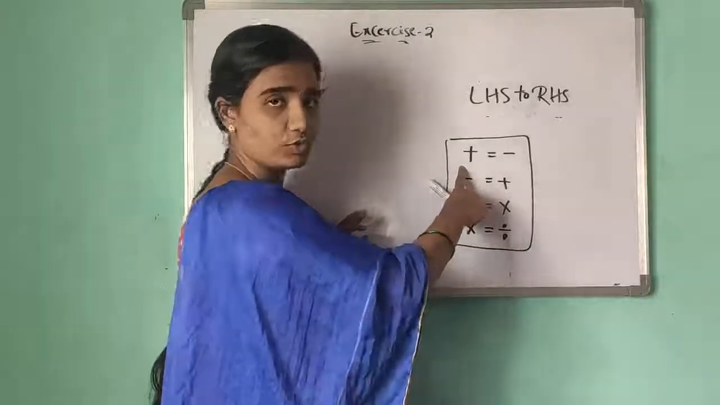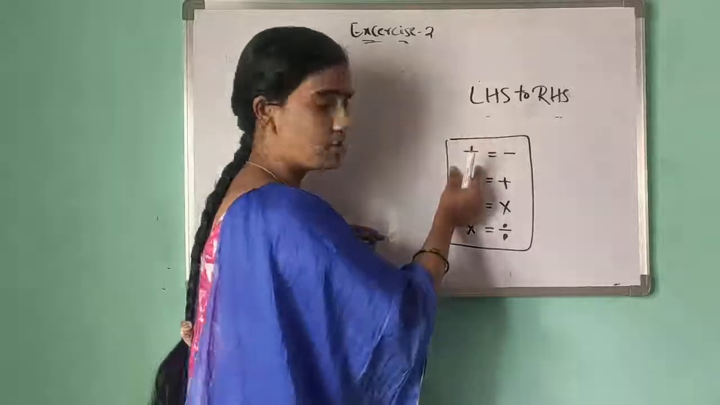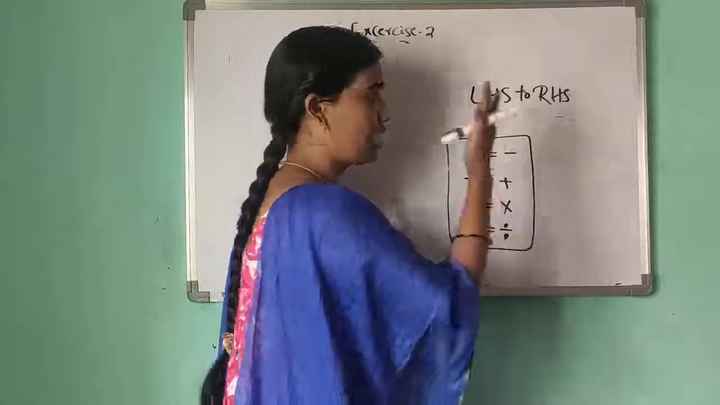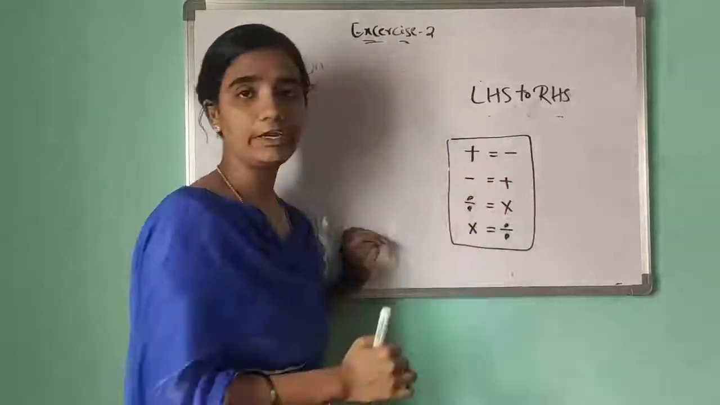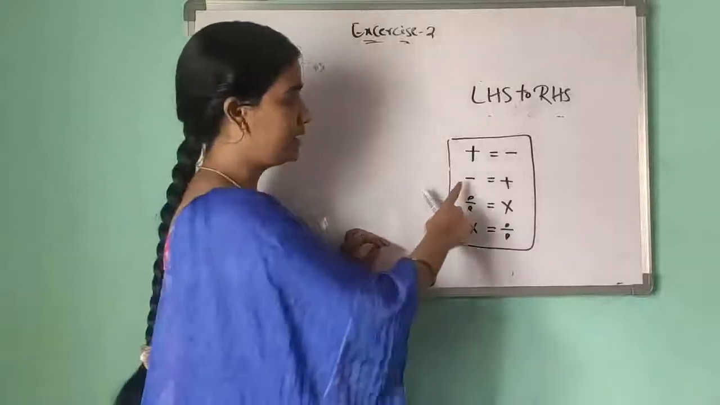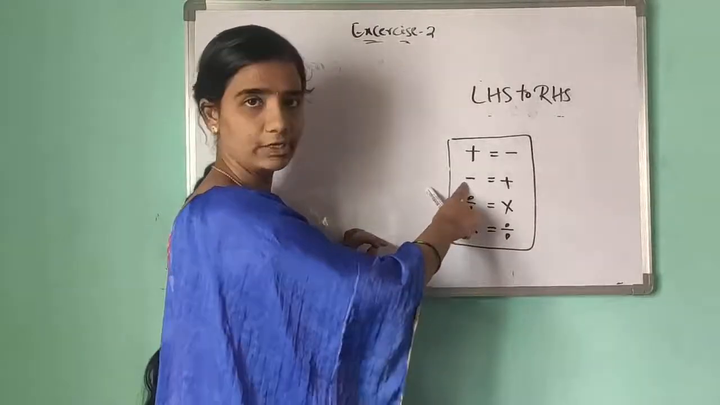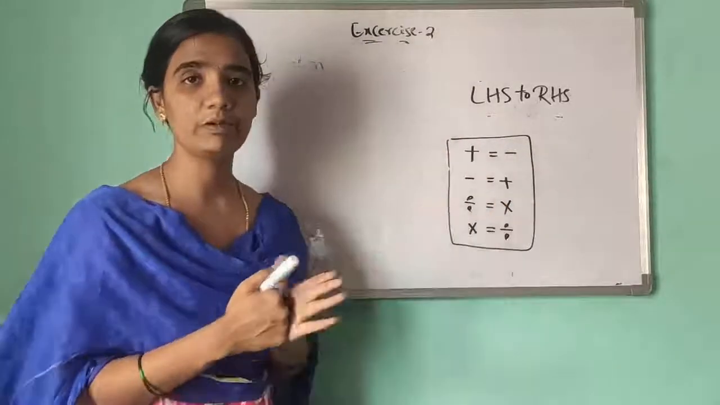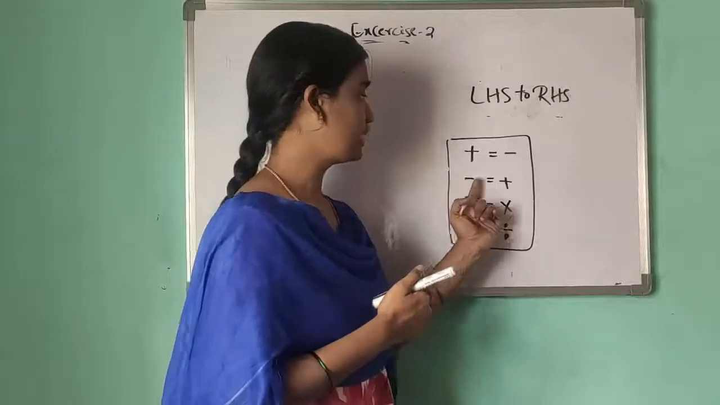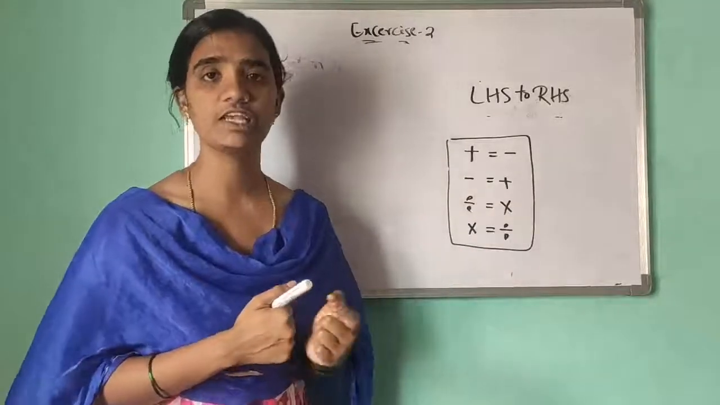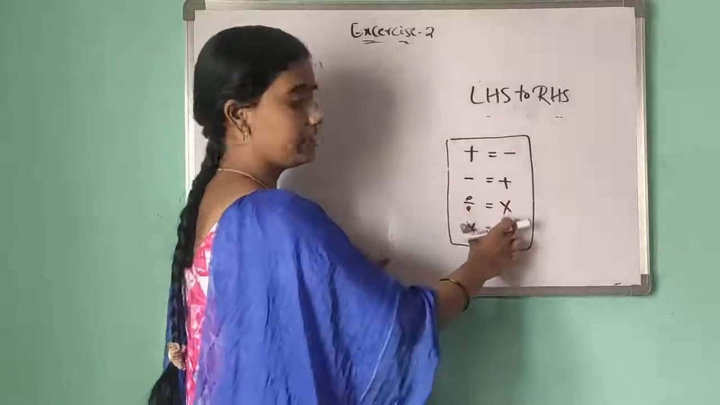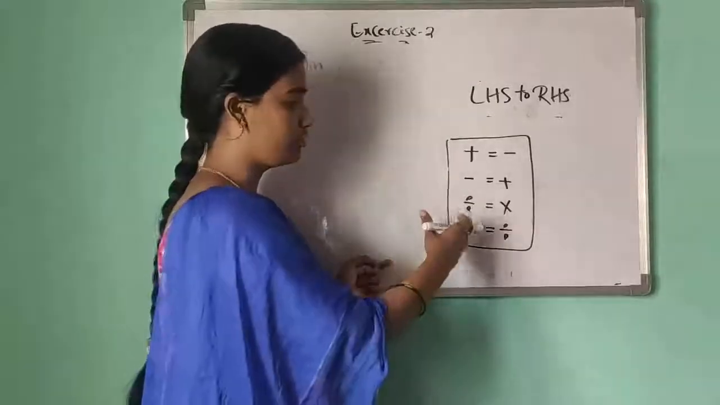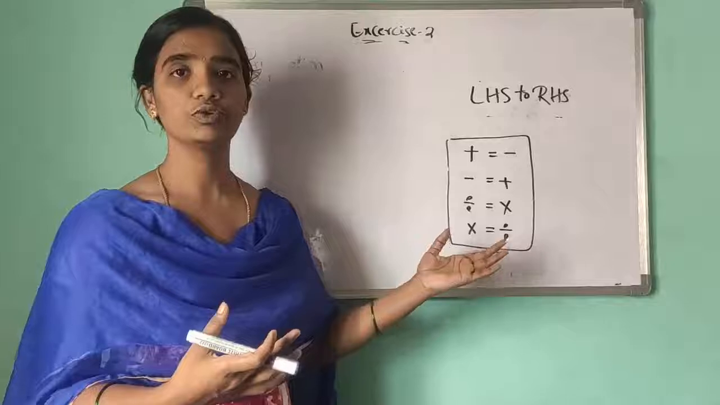Here we are checking positive. Positive means addition. When an addition term on the left hand side moves to the right hand side in transposing, it becomes negative, that means subtraction. Negative means subtraction; when we move it from the left hand side to the right hand side, the sign will change. Negative, subtraction, will change to positive, that means addition. Division will change to multiplication. Multiplication, if you move it to the right hand side, will change to division.